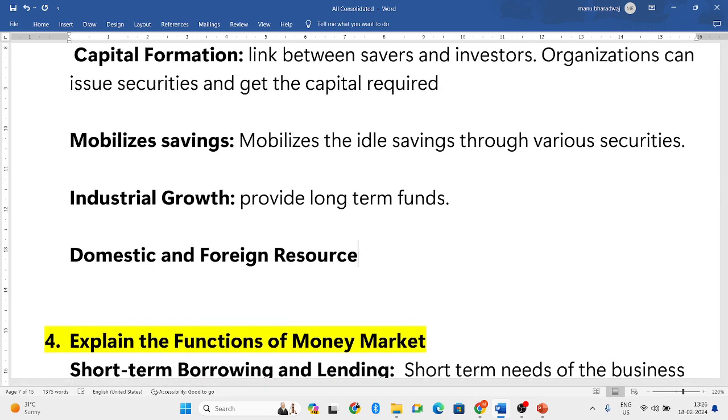Next is domestic and foreign resources. You may issue shares in foreign stock exchanges, so you may have investors in foreign countries also. So you can get resources from both. You can issue securities in Indian stock exchanges as well as foreign stock exchanges. So you have a wide range of resources to get in. This is also one of the important questions that can be asked for Section B.